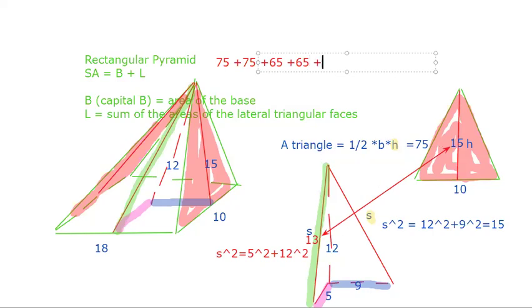And now we just need to know the area of the base. Well, that's base times height, which is 180. You add all those up, you'll get the surface area of this rectangular pyramid. So it's a little easier, I think, to look at that and figure out each side of it rather than trying to remember that big formula. Surface area is just that. It's the area of all of the surfaces.